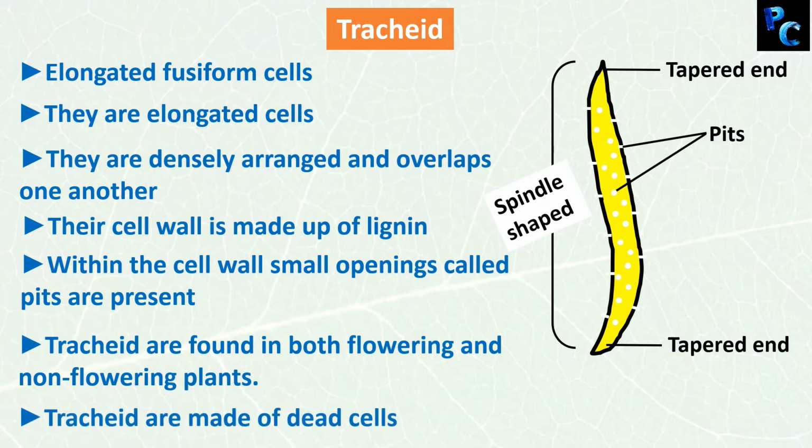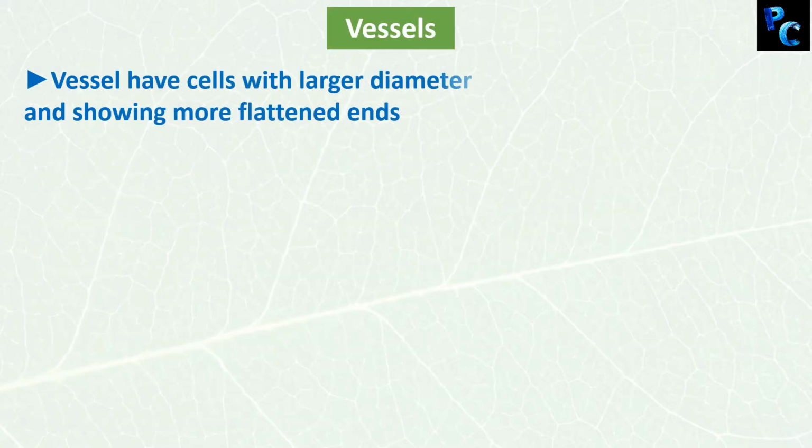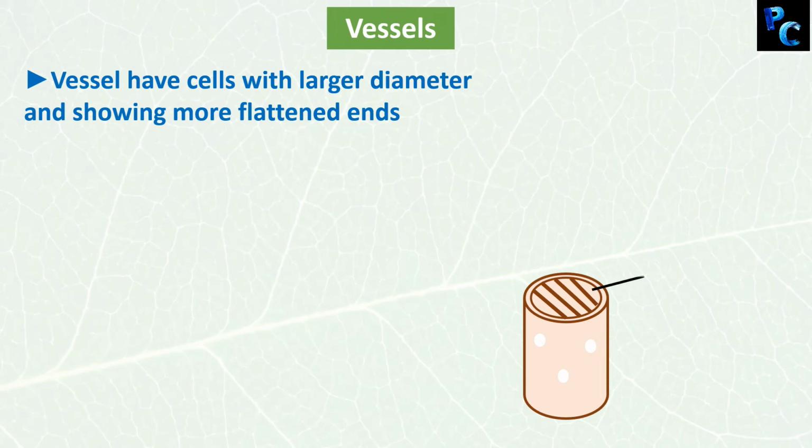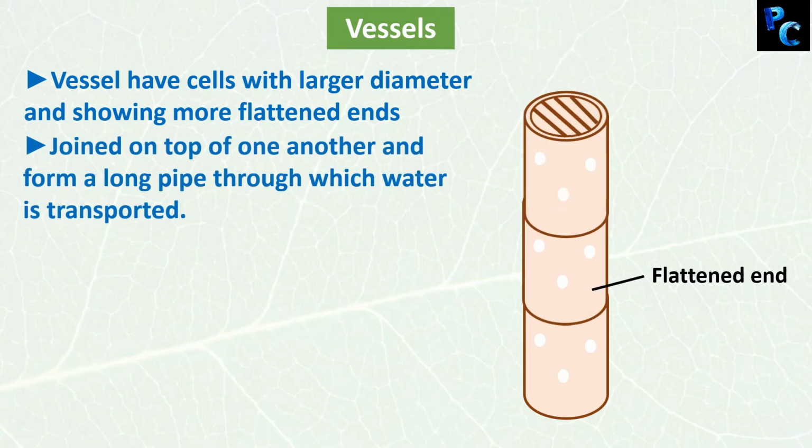What is the next component of the xylem? Yes, it is the vessels. Vessels are cells with larger diameter and showing more flattened ends than tracheae. Can you see? Isn't it a pipe-like structure with a larger diameter, and they do not have tapering ends like tracheae? They are joined on top of one another and form a long pipe through which water is transported.